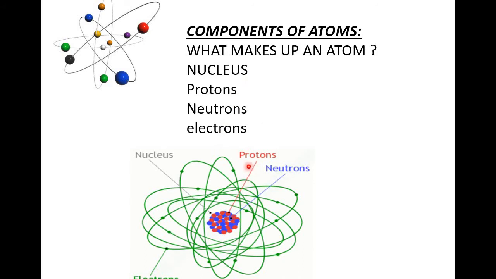If we see in this diagram, the middle part, the round one, is the nucleus, in which protons and neutrons are also present. And the thing which is orbiting the whole process is electrons.